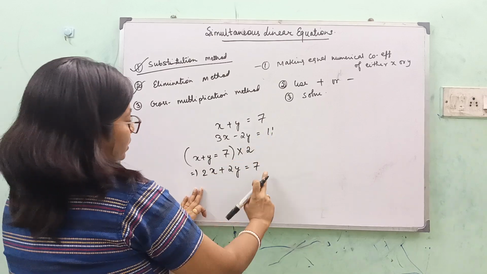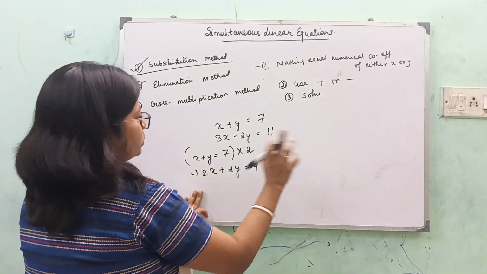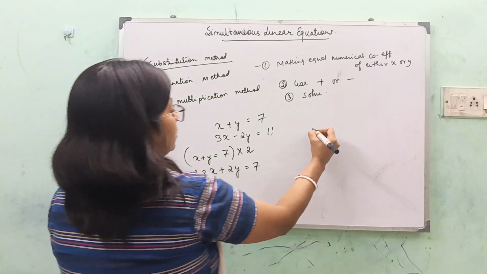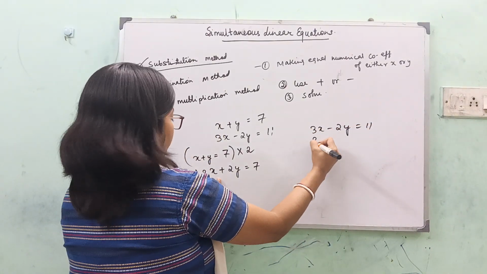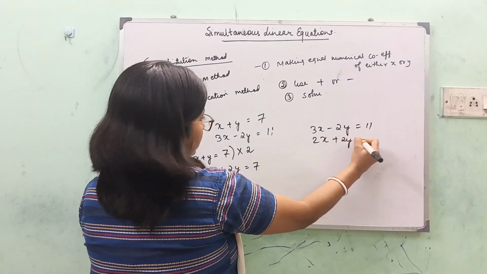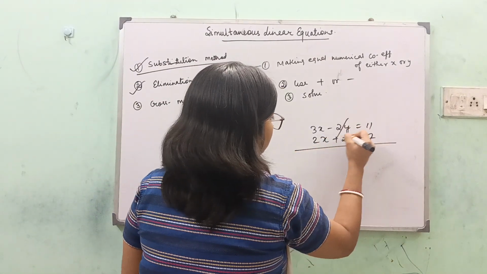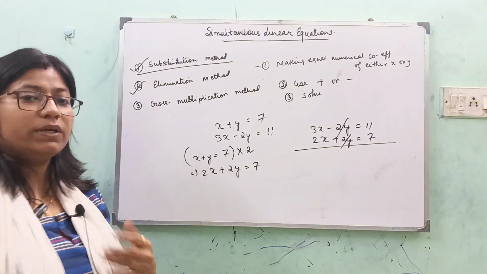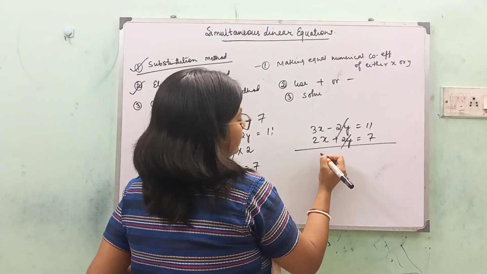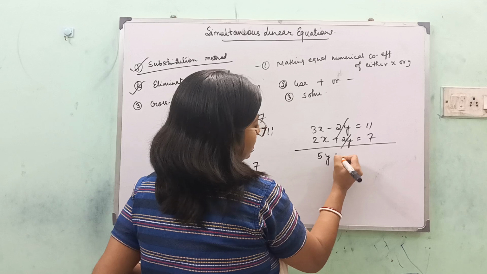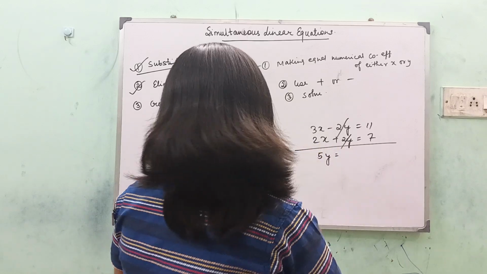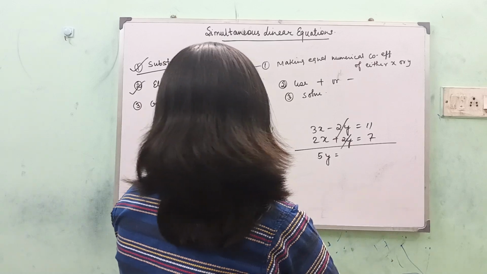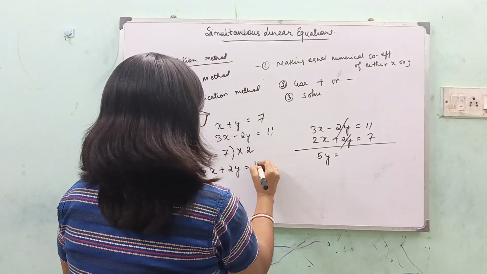So the new equation that I have formed is 2x plus 2y equals 14. Now this was the 3x minus 2y equals 11. The new equation that I have formed, 2x plus 2y equals 14. Now you add the two equations. Plus 2y minus 2y, 0. 2x plus 3x, 5x equals, this is your 14.